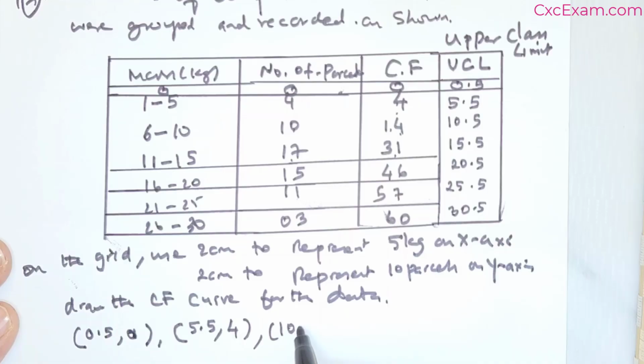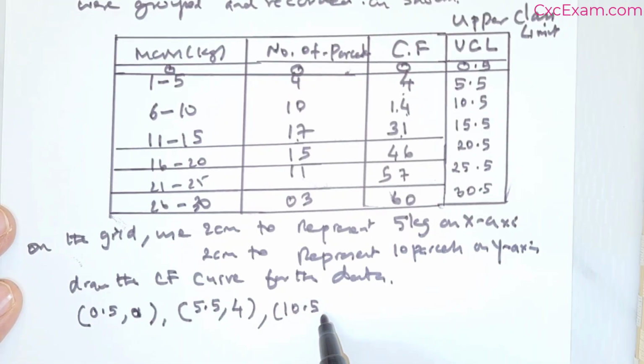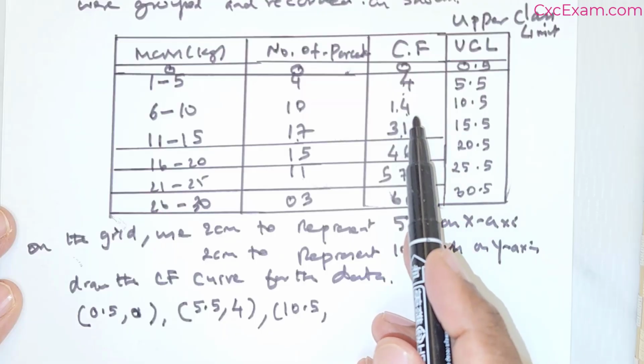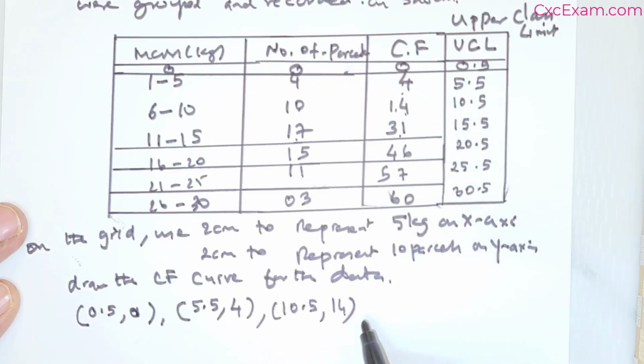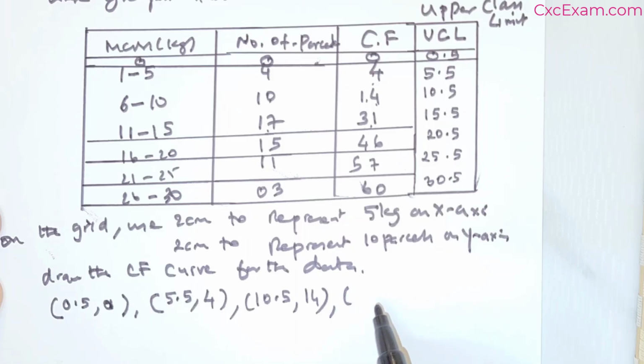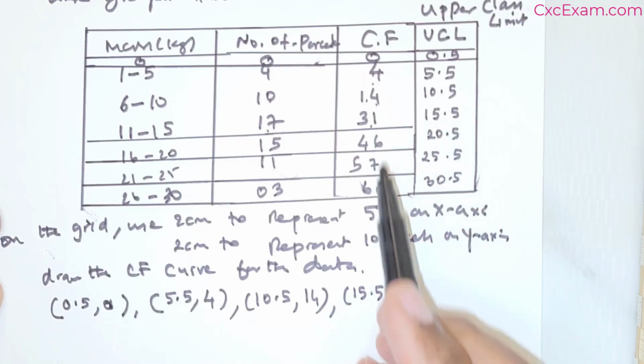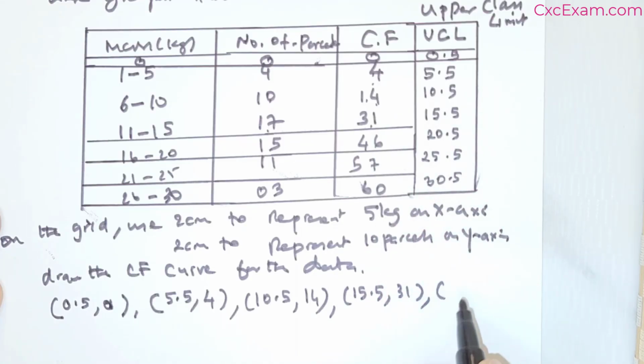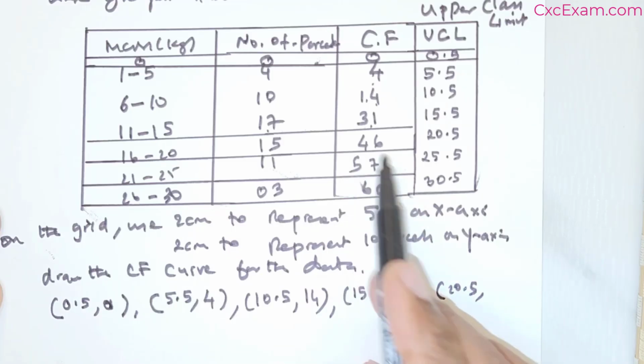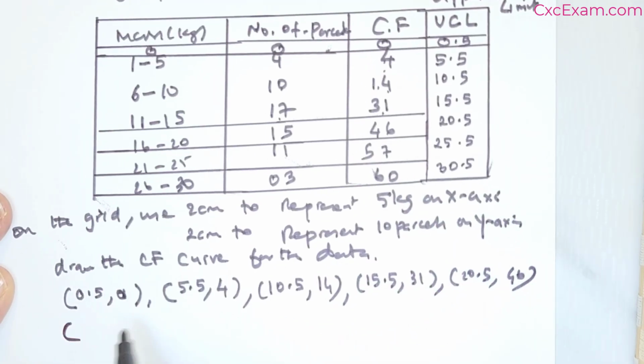For weight around 10.5, are there any parcels? The number of parcels is 14. For weight about 15.5, the number of parcels is 31. For weight about 20.5, the number of parcels is 46. For weight about 25.5, the number of parcels is 57. For weight about 30.5, the number of parcels is 60.